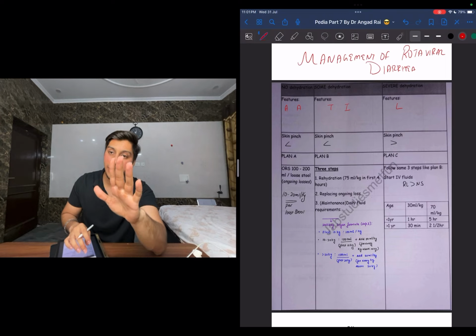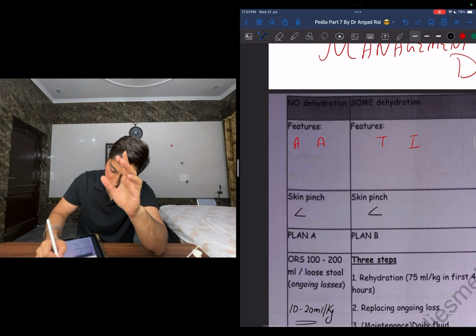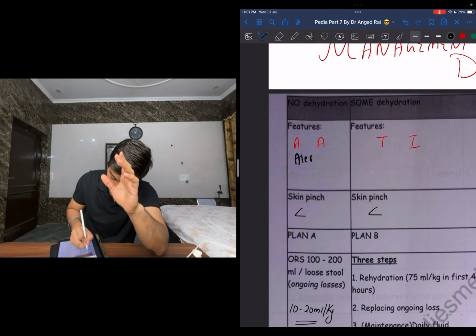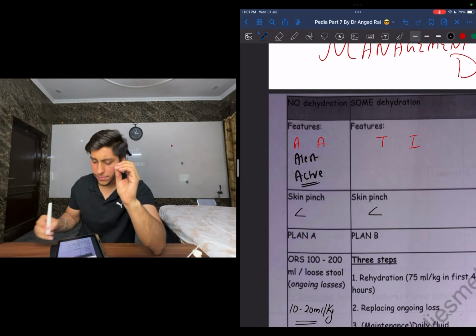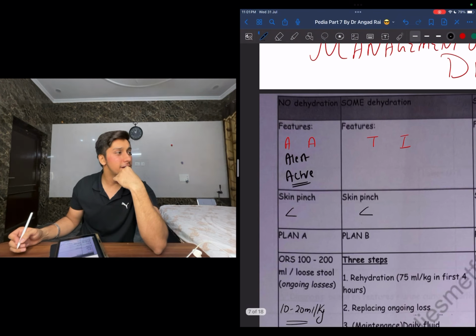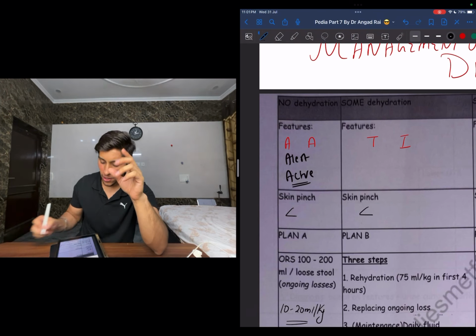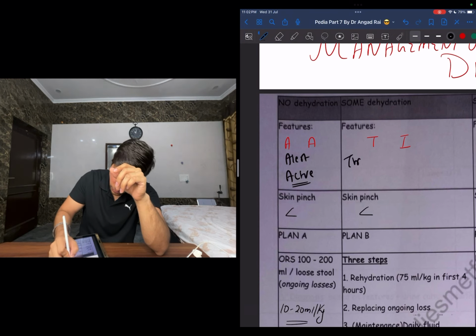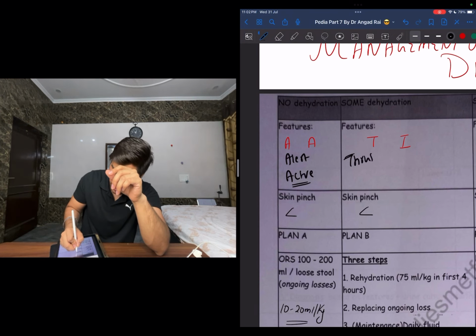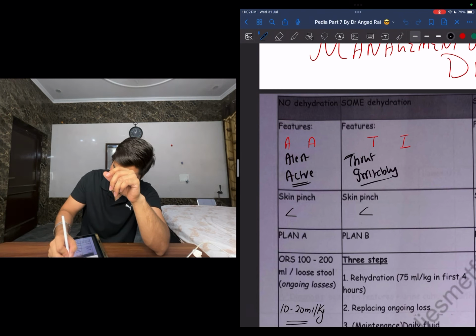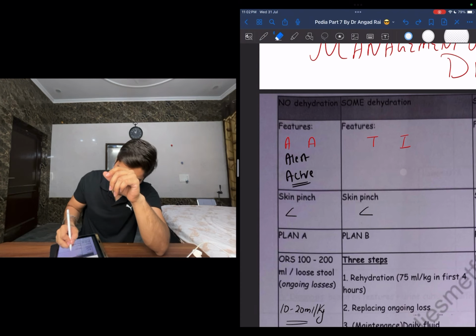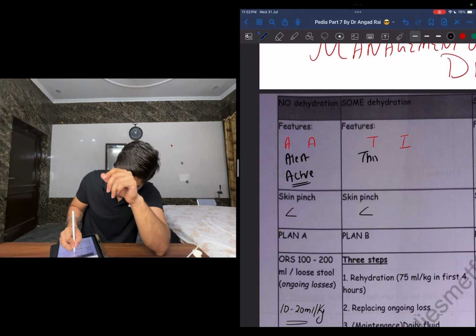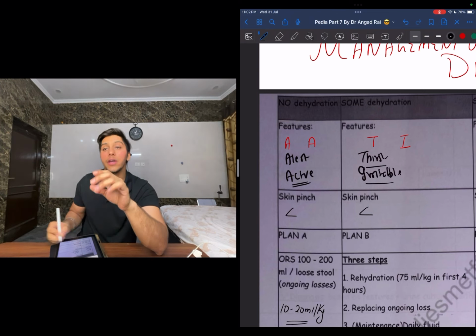Okay, what are the features, guys? In no dehydration, the baby is going to be alert and active, AA, alert and active. In some dehydration, just imagine yourself, if you have a little dehydration, what will you be? Thirsty. Thirst will be there, and along with that you will be irritable. Irritable and thirsty.